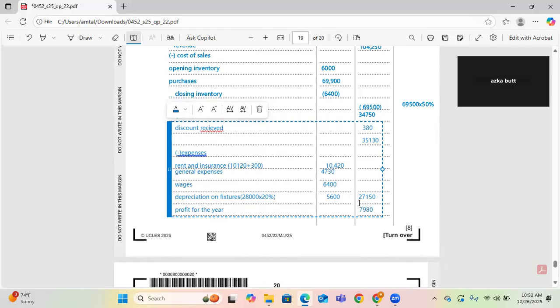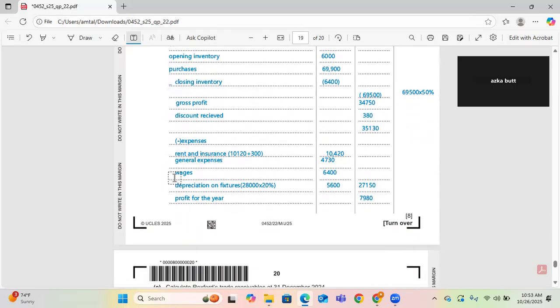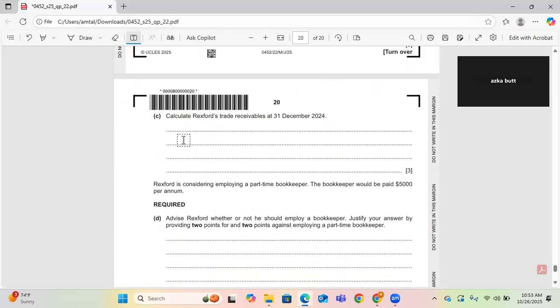Seven nine eight zero. Okay, done. Done with the income statement. Okay, now see the next question, C part. In the C part, we need to calculate the trade receivables.